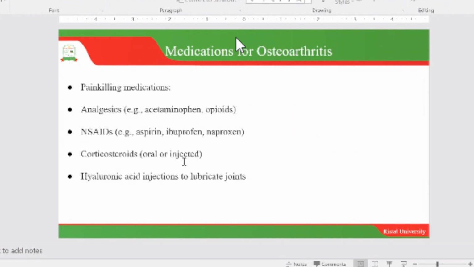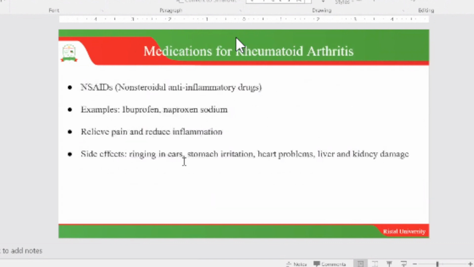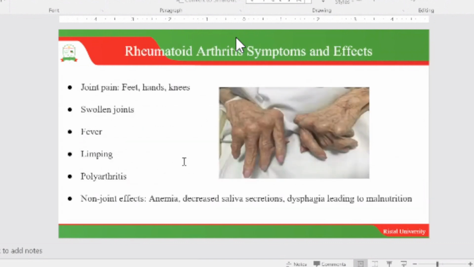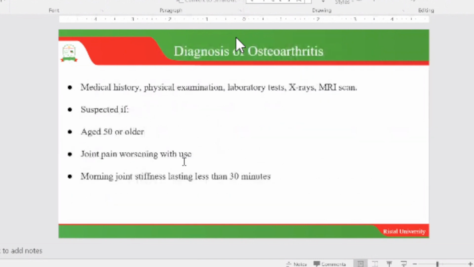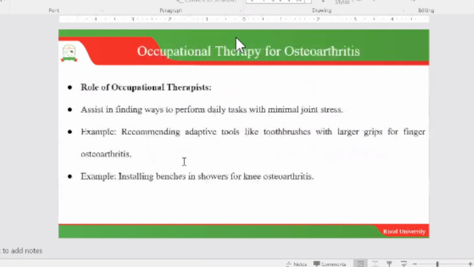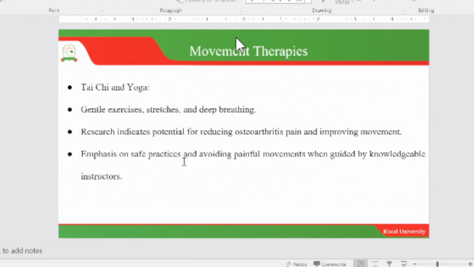If I'm to go back a little bit, I'm going to show you one of the particular pictures I got for you. For example, for a person who has rheumatoid arthritis that has not yet progressed, but it is affecting their fingers, we could use toothbrushes that are a little modified so that they can be easily gripped for finger osteoarthritis, and also installing benches in showers for knee osteoarthritis so that people can sit down as they're bathing instead of squatting and all those other things.